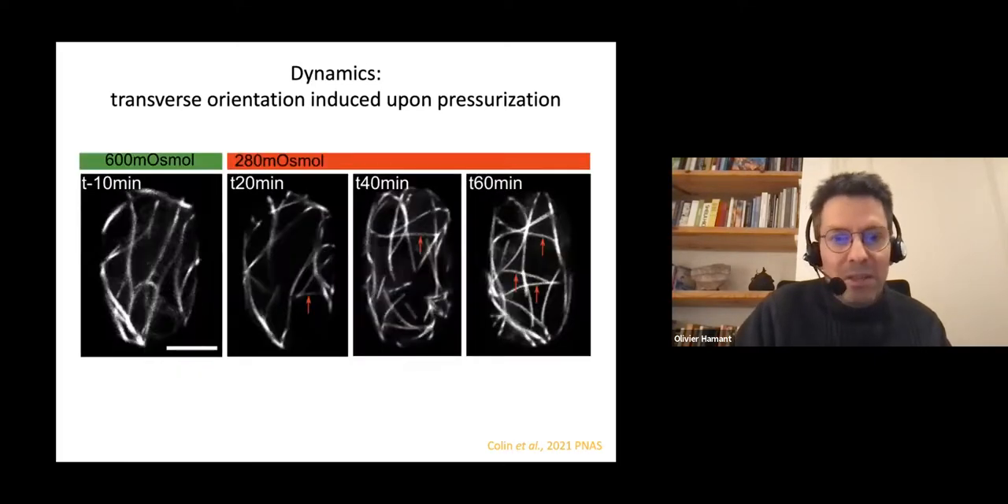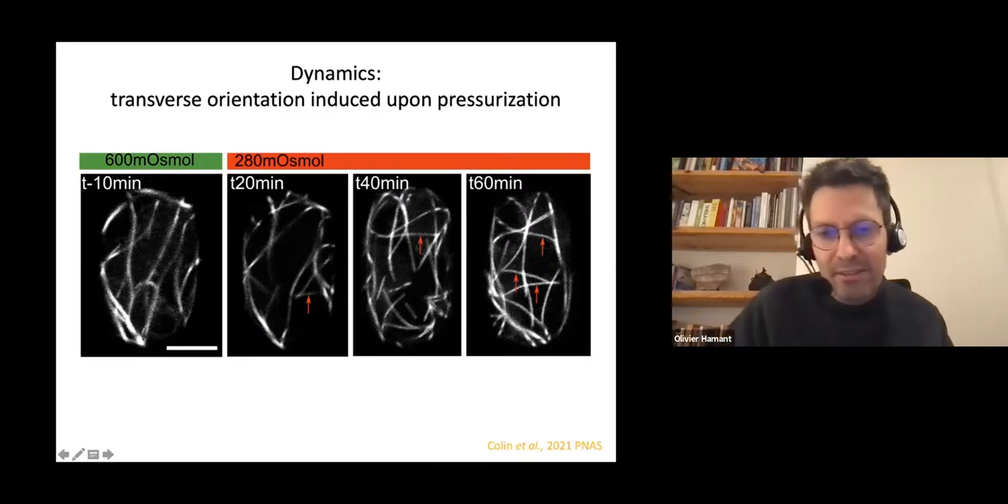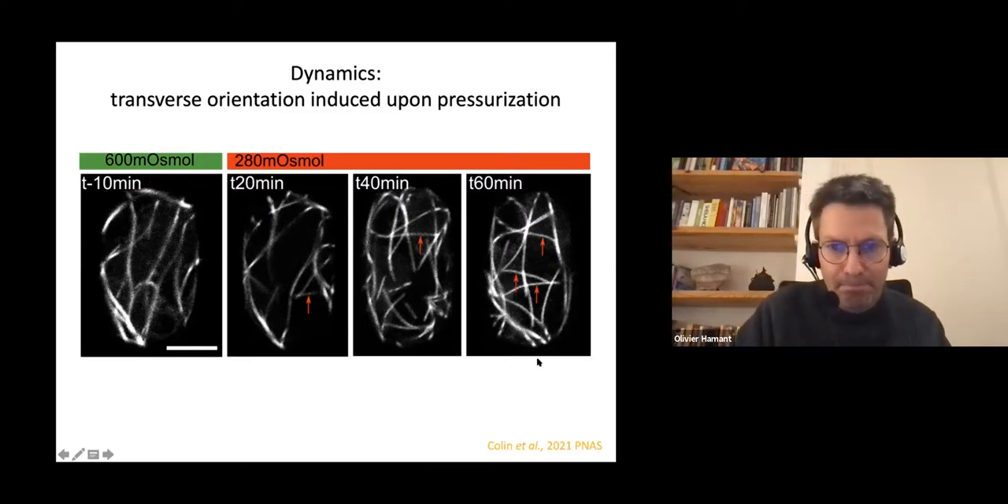And so the last thing we can do, of course, is analyze the dynamics of this system. So we start here with protoplasts in hyperosmotic or hypertonic conditions. Like deflated protoplasts, the microtubules are roughly longitudinal. And then we switch to 280 millimol per liter. So now we pressurize the protoplast, so we increase tension in the membrane. And you see that the new microtubules that are appearing are in the transverse orientation. So we start to see the bias appearing in this system.